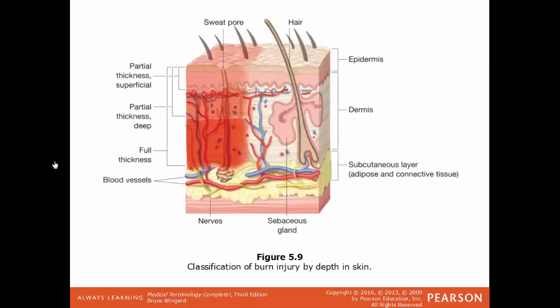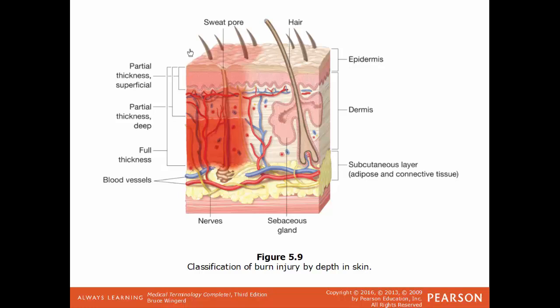Here's an illustration that has the information that we just covered, but in a graphic. So a superficial burn, or a partial thickness, only impacts the epidermis. A partial thickness deep burn, a second degree burn, is going to impact all of the epidermis and some of the dermis.